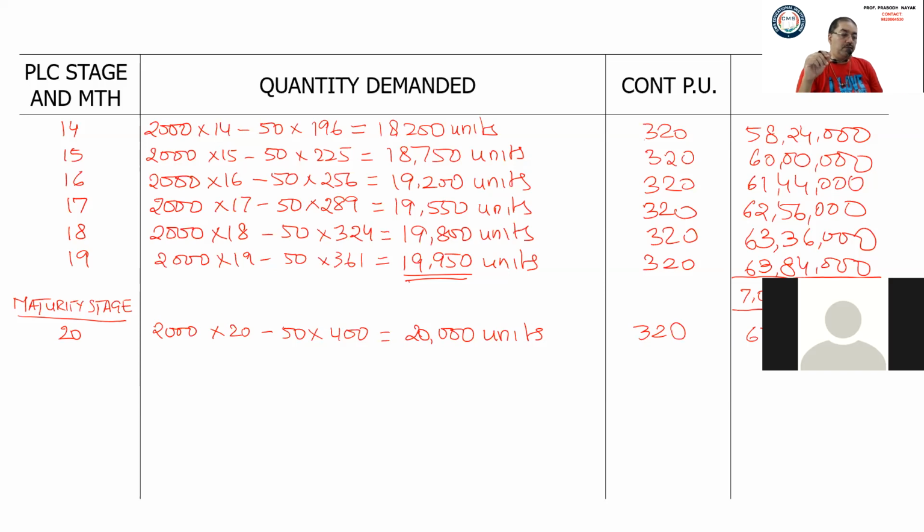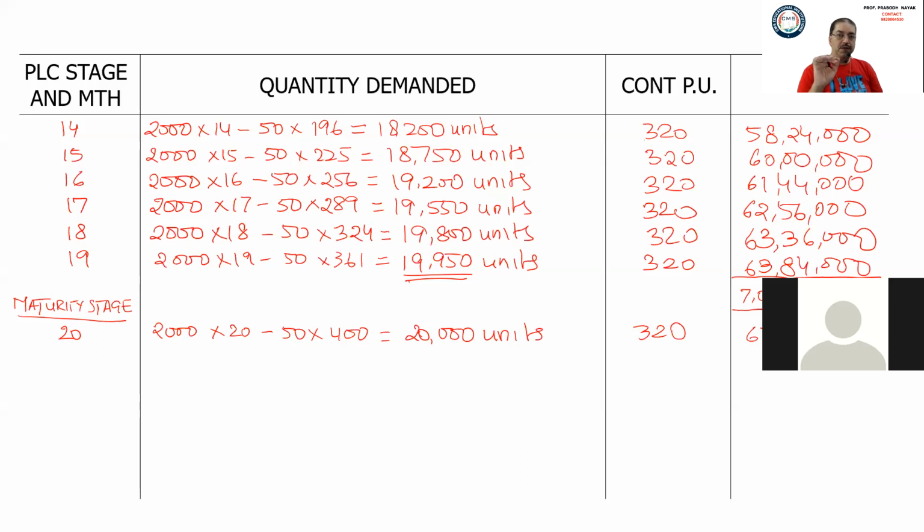Now, how many months is that maturity stage going to last? I don't know, but I can calculate because they have given me the total profit for the maturity period as 33 crores. So I will calculate the number of months. Now, how do I do that?